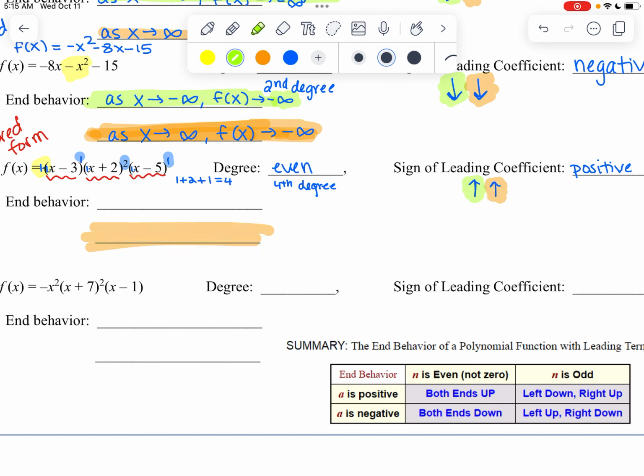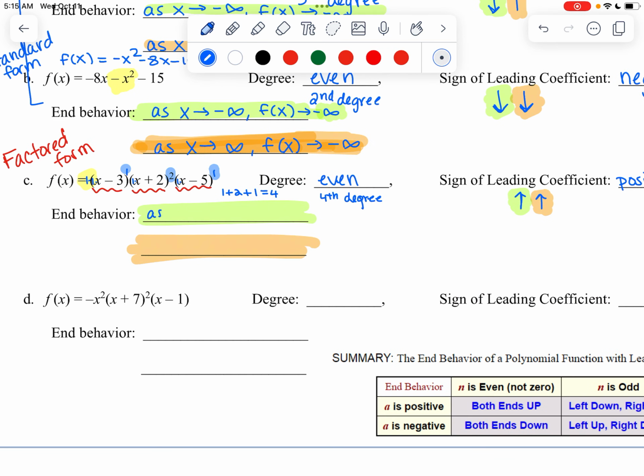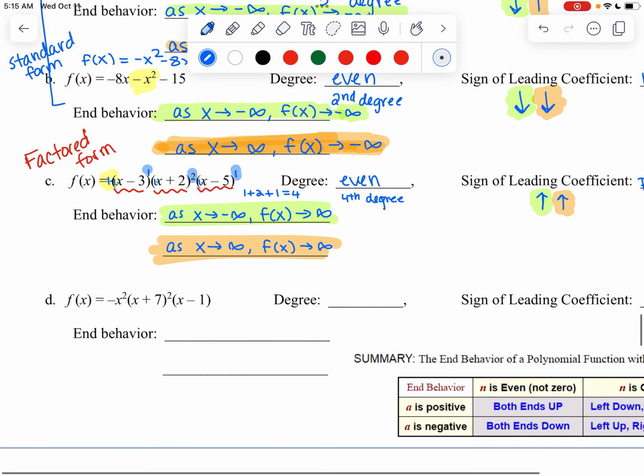All right, so I have my end behavior as x goes to negative infinity. My function is going to go towards infinity, and as x goes to positive infinity, the right side, my function is also going to positive infinity. So now we know what the ends of this graph are doing, again, by just looking at its factored form. And then we have one more factored form for part D.